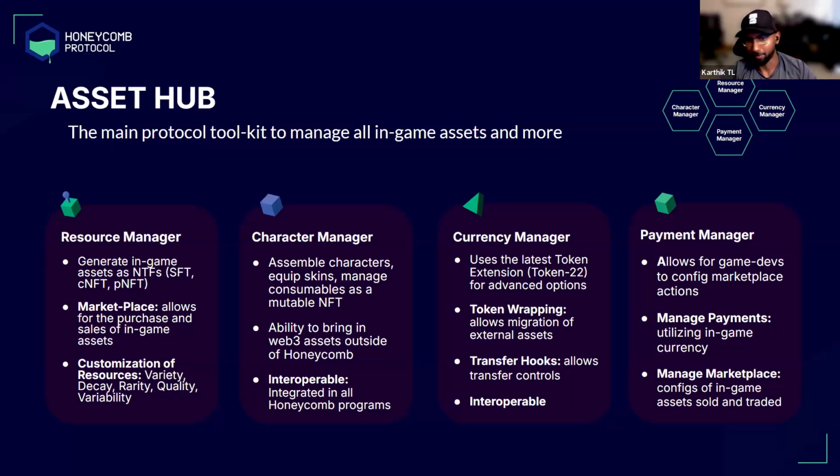Which is great for those regulated markets that I mentioned. Then we also have token wrapping. So let's say your game wants to use Bonk. We can wrap Bonk, we can pull it into the game and use it as the native currency. Then we have transfer hook, which allows these transfer controls. That's what I was talking about, the permissioned tokens. And then it's fully interoperable. It can be used within all the programs automatically once we have a currency. Last one is payment manager. So this allows you to manage payments, manage marketplaces, what's being bought and sold, traded, etc.